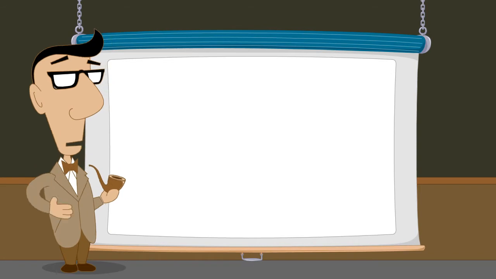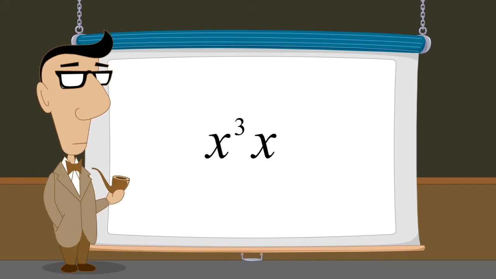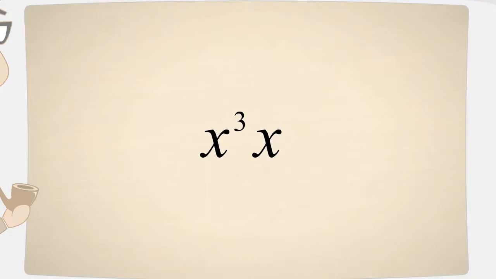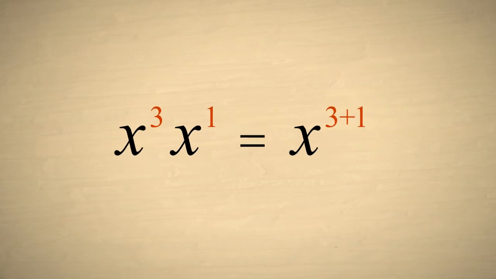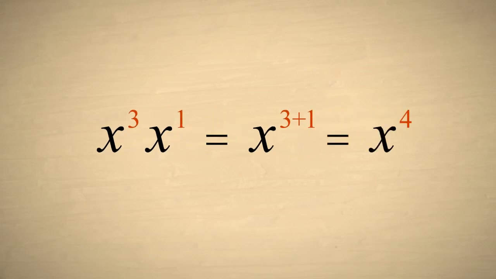For our next example, let's simplify x cubed times x. Since x is the same as x to the first power, let's write it that way so that we can add the exponents. Now adding the exponents gives us x to the fourth power.